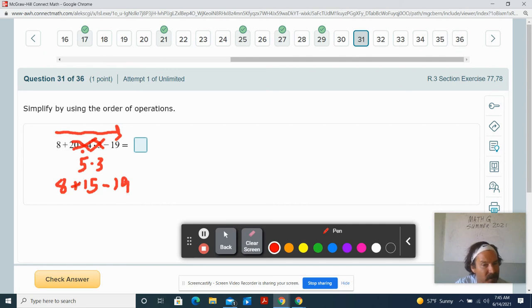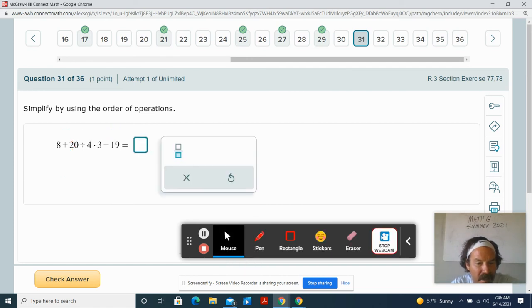And now I have just addition and subtraction left, and I do these from left to right. I always do it from left to right when I have multiplication, division, and addition and subtraction. So 8 plus 15 needs to be done first. Don't go 15 minus 19 first. Do 8 plus 15. 8 plus 15 is 23. And 23 minus 19 is the last step. 23 minus 19 is 4. Okay, so I would maybe write these problems down on a piece of paper and then work your way down until you get to the answer.